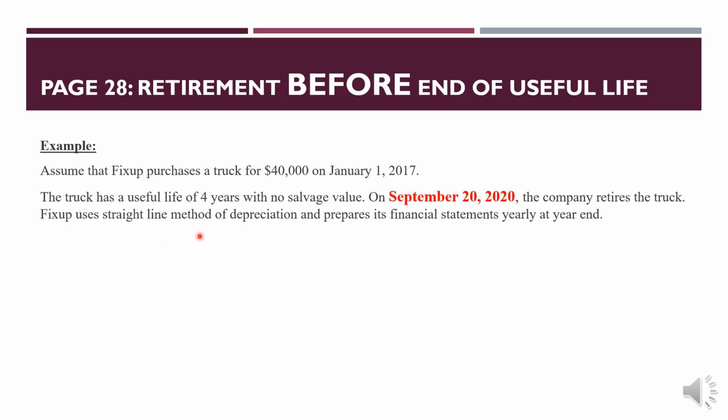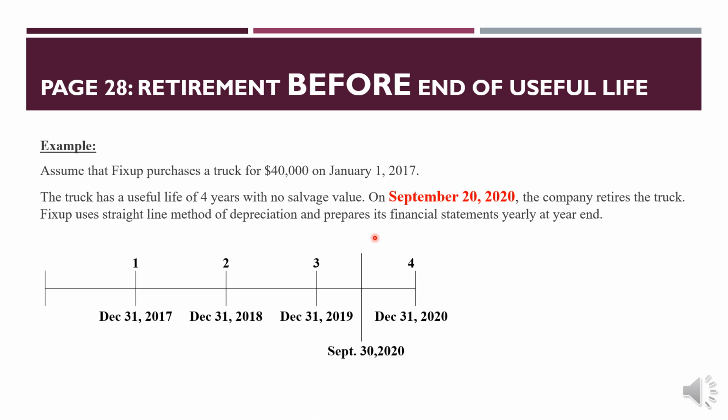FixUp uses the straight line method of depreciation and prepares its financial statements yearly at year end. This is the timeline of the truck. It was purchased on January 1 and it was expected to be used for 4 years till December 31, 2020. However, the company decided to retire the truck on September 30, 2020, thus before the ending life of the truck. So, the date of retirement is before the end of useful life.